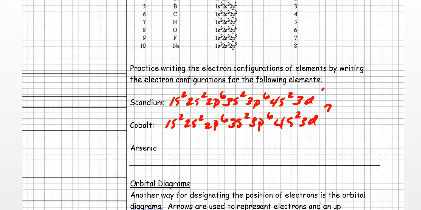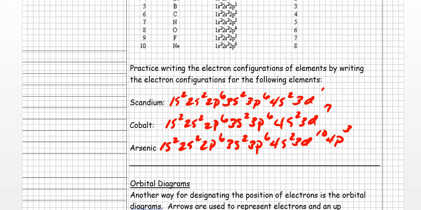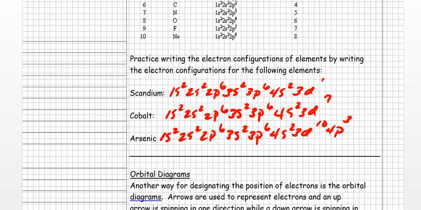All right? So arsenic's got a lot of electrons. It's got 33 electrons. Let's do it. Here we go. 1s2, 2s2, 2p6, 3s2, 3p6, 4s2, 3d10, 4p3. All right? Again, p can hold 6 maximum, but we only needed to hold 3 in this case. Okay? All right, so that's electron notation.